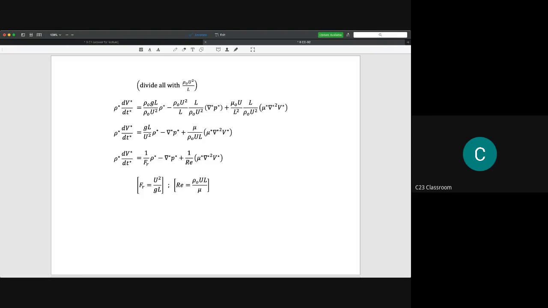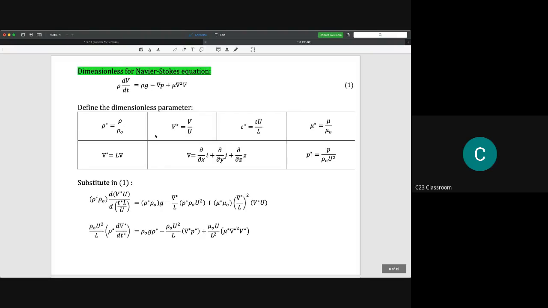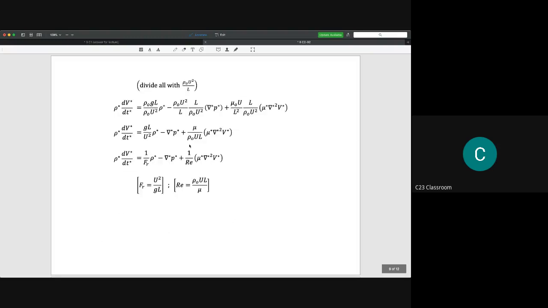And then if you compare this term, you will find that it is not 100% equal to this one. For example, we have a rho g here, but for this one, we neglect the value of rho with g. So this is still rho g, but we have an extra term, which is L over U square. And also for this term, we have mu, rho, U, and L.